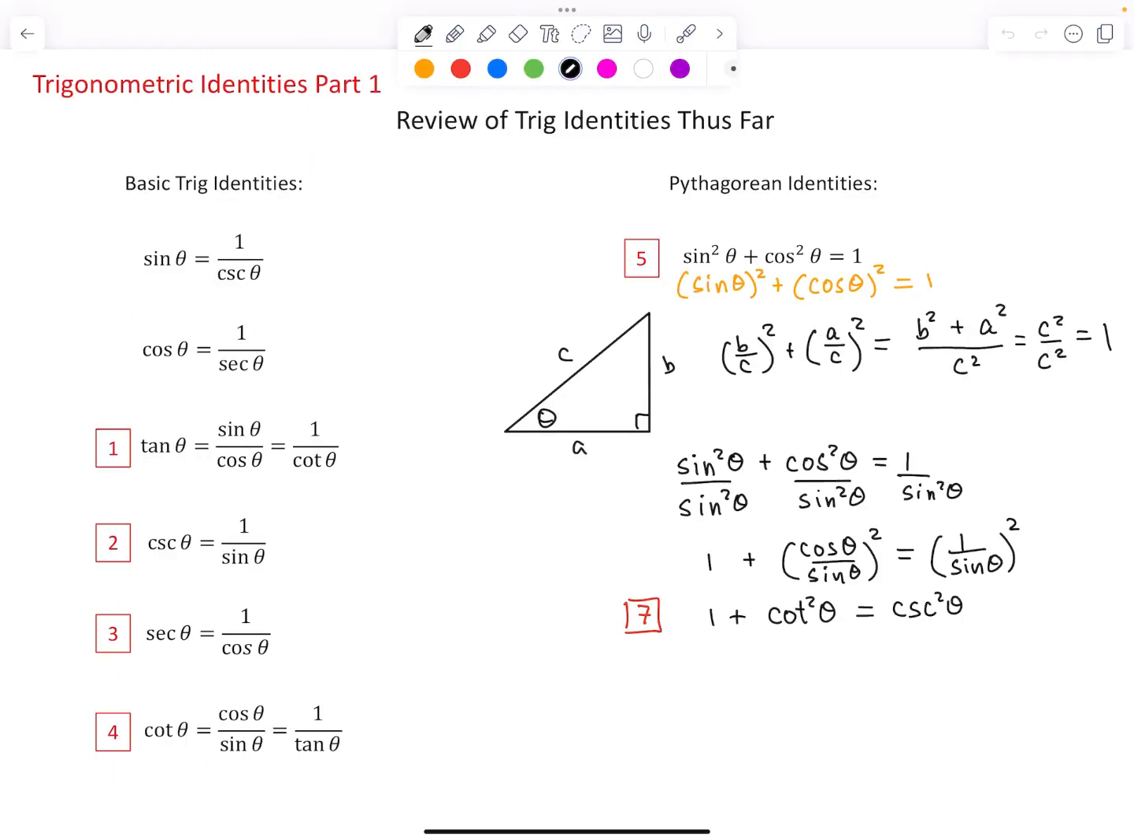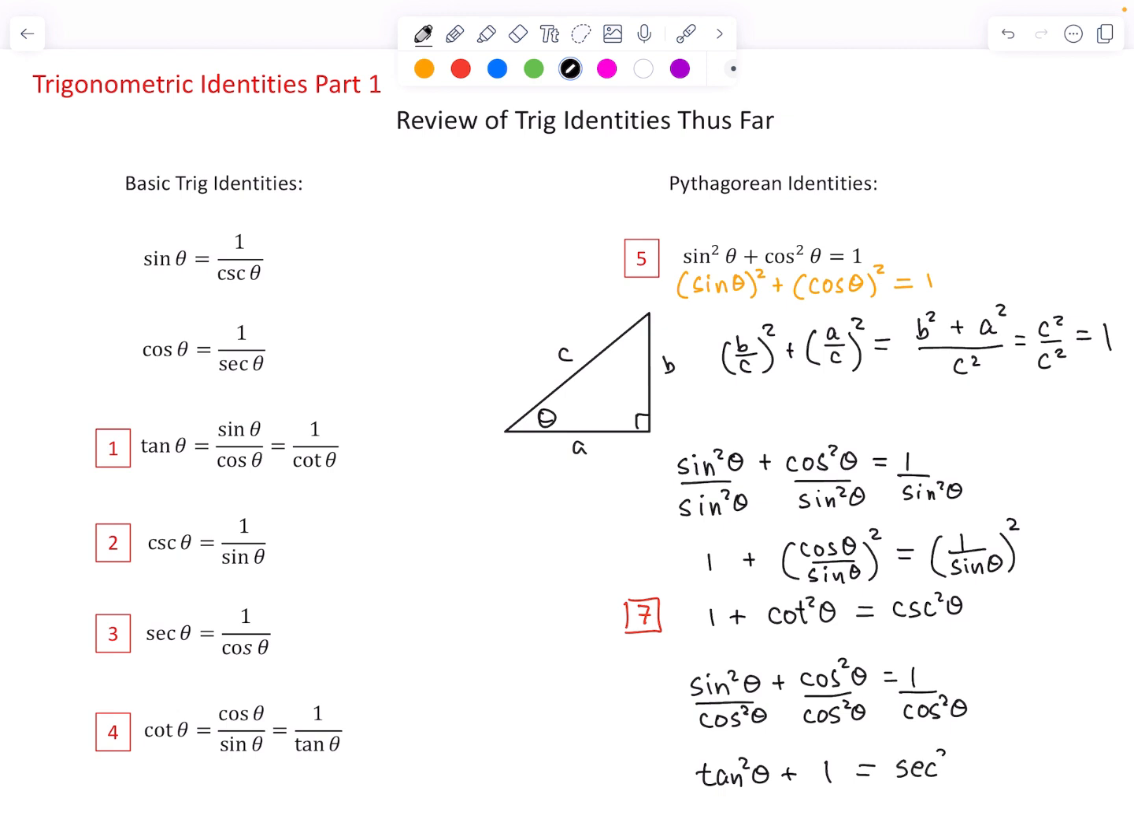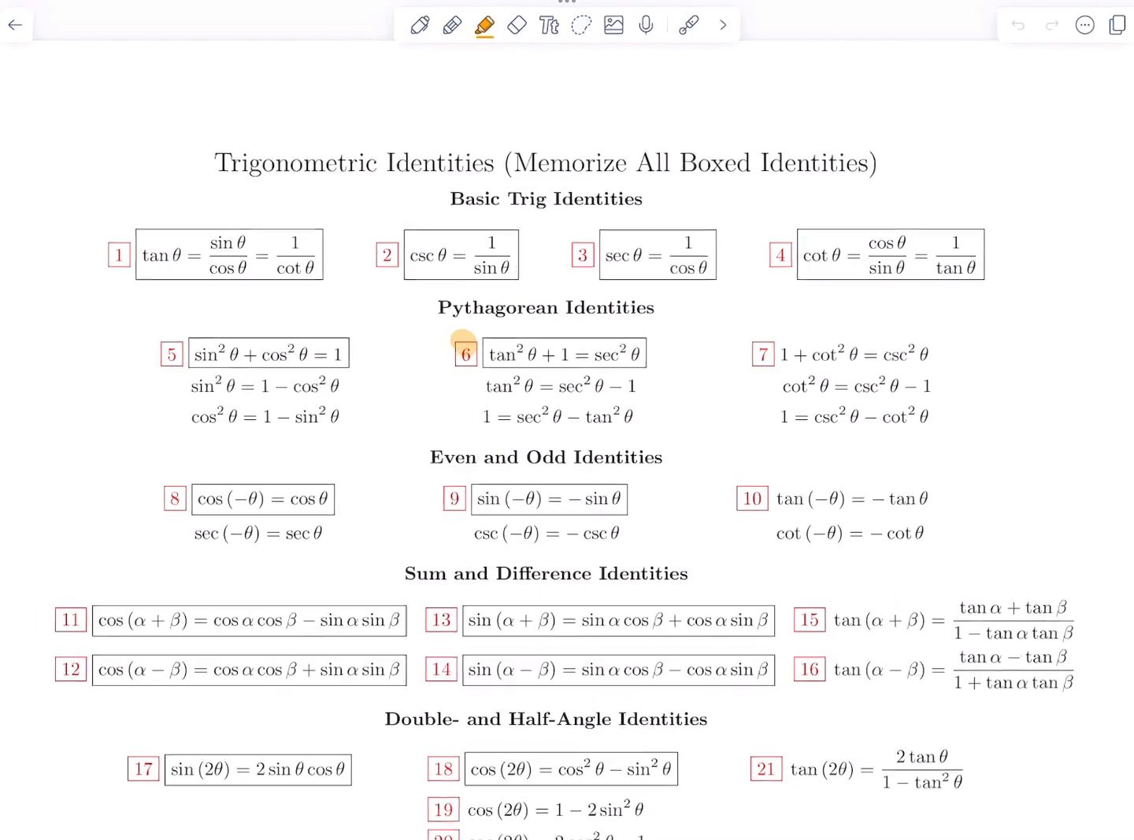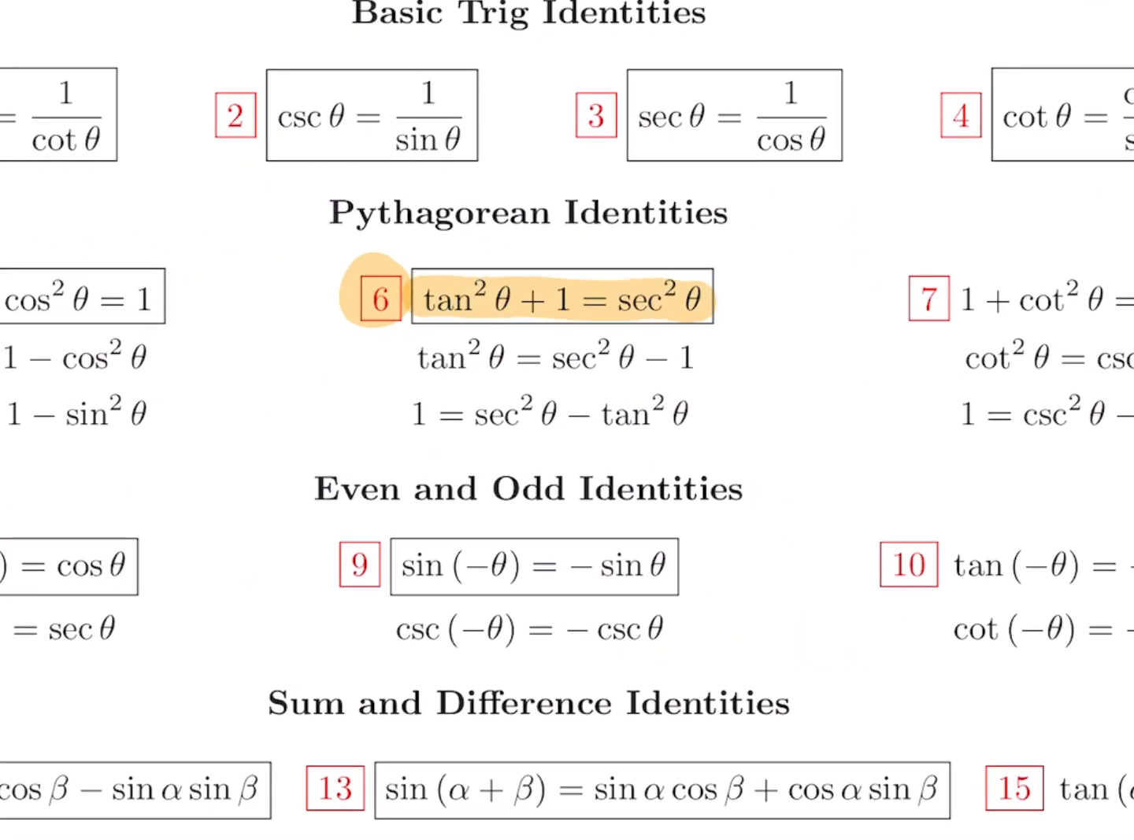If you take identity 5 and divide everything by cosine squared instead, you will get sine over cosine, which is tangent of theta, and that needs to be squared, plus cosine squared over itself, which is just 1, and 1 over cosine squared is 1 over cosine in parentheses squared, which is secant squared of theta. This is identity 6 on our summary sheet, found right here. If you take identity 6 and subtract 1 from both sides, you get this variant.